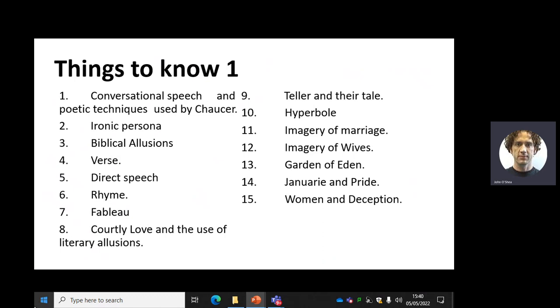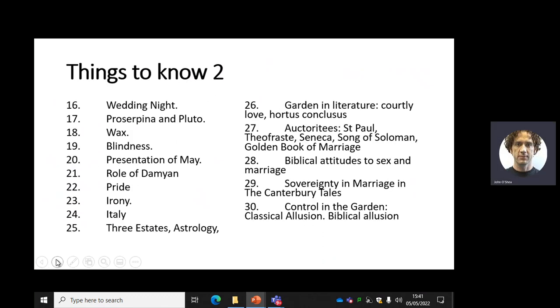Actually, number 14, maybe if we think about if the Canterbury Tales were the exploration of the seven deadly sins, perhaps pride is one of those as well that the Merchant's Tale explores. The pride of the man who thinks he is something he's not. Okay? And as we know, pride always comes before a fall. He's blind, literally and metaphorically.